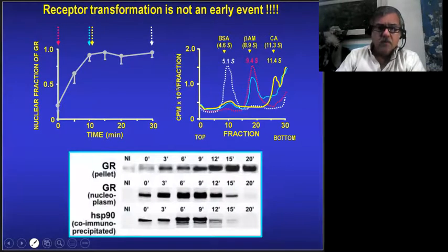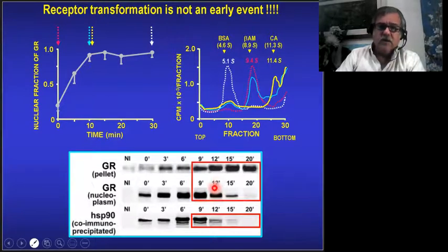This was proved by immunoprecipitation of soluble GR isolated from nuclear extracts, free of cytoplasmic contamination. Note that the HSP90 co-immunoprecipitated with GR in the nucleoplasm disappears after 10 or 15 minutes of steroid binding, whereas the nuclear pool begins to be attached to the pellet, it means to chromatin.